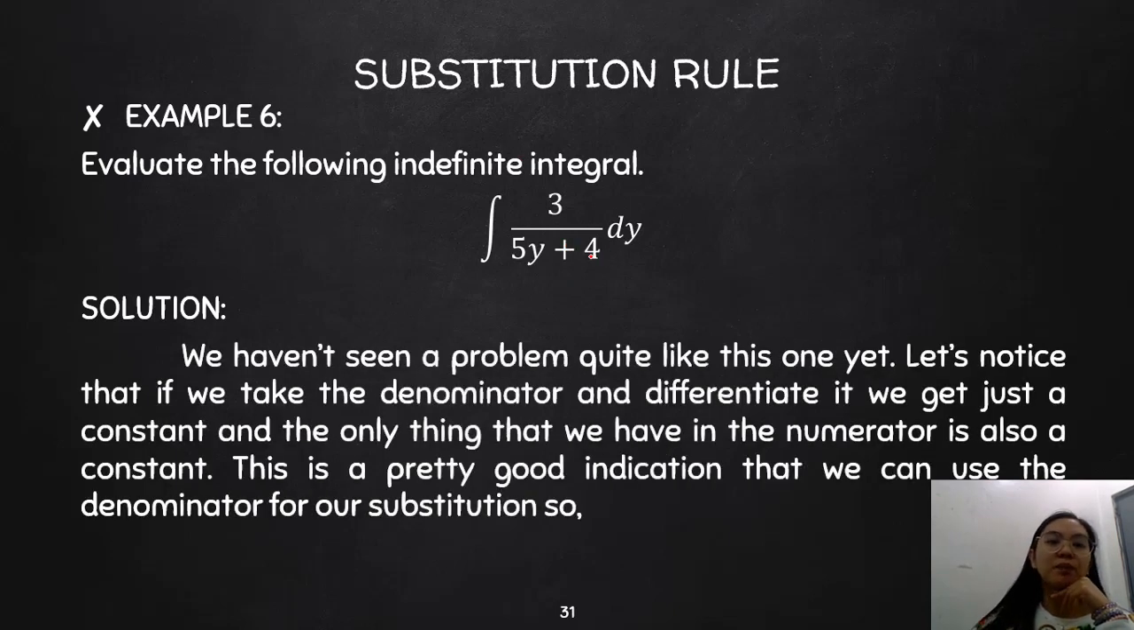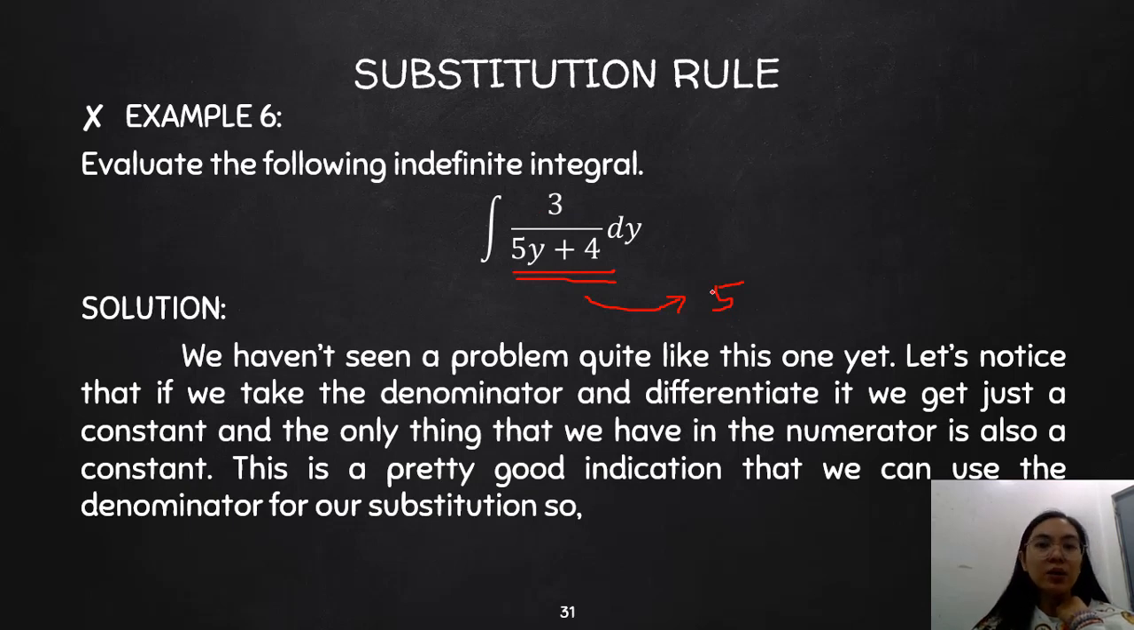So this is what you do. We haven't seen a problem quite like this one yet. If you notice, if we take the denominator and differentiate it, what is the differential of 5y plus 4? It will just be a constant, 5, since the 4 becomes 0. And the only thing we have in the numerator is also a constant. So this is a pretty good indication that we can use the denominator for our substitution.